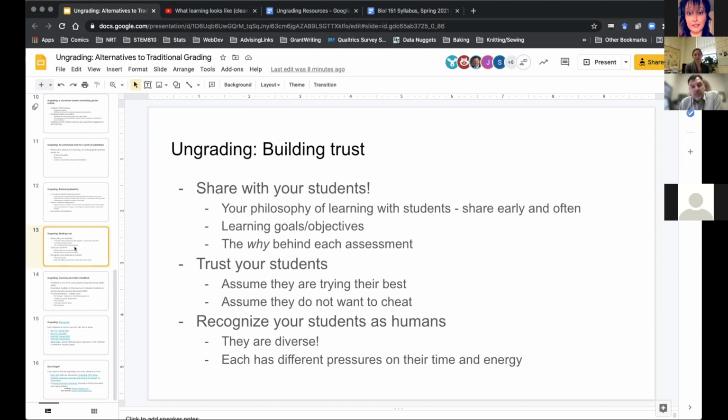And finally, recognize your students as humans. Empathize, right? Know that they have diverse backgrounds, diverse experiences, diverse lives going on right now, and they have different pressures on their time and energy.